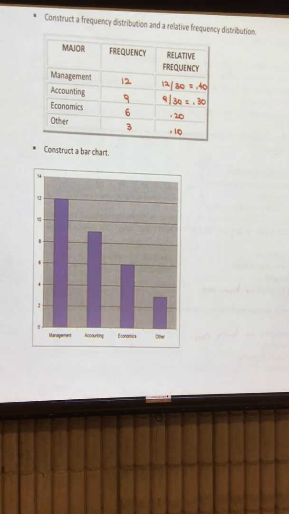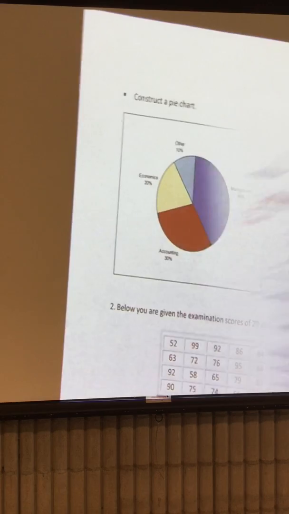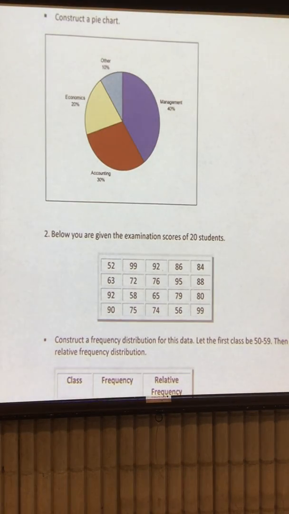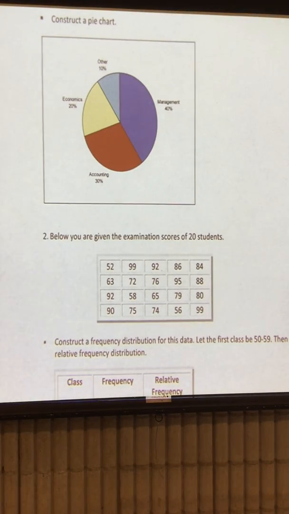This is the bar chart by using Excel, and we use the frequency. If you want, you may use the relative frequency too. The bars will be identical. And then we have the pie chart. And also we use Excel for the pie chart, and we have also the percentages.